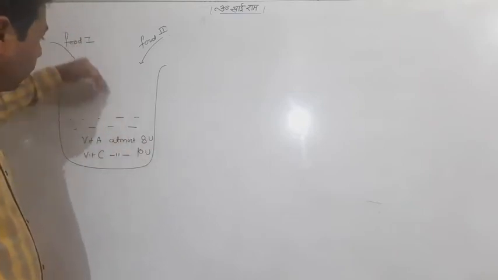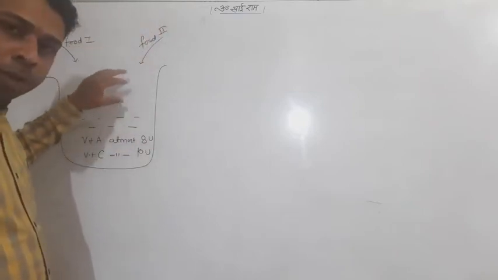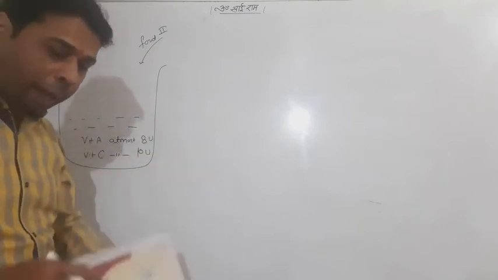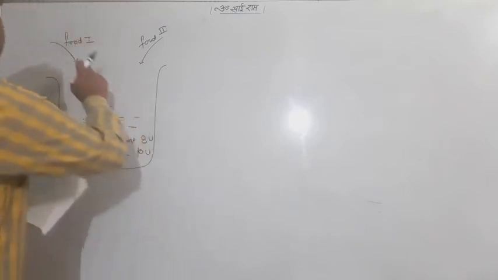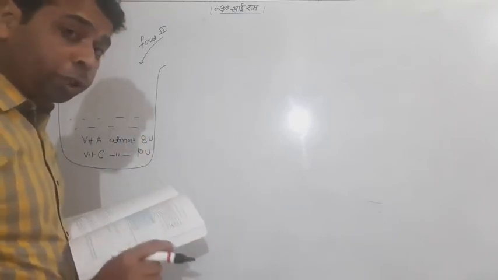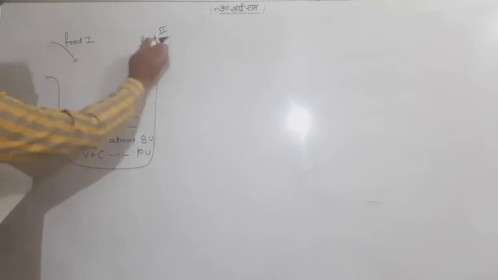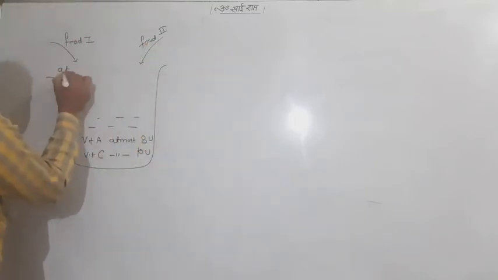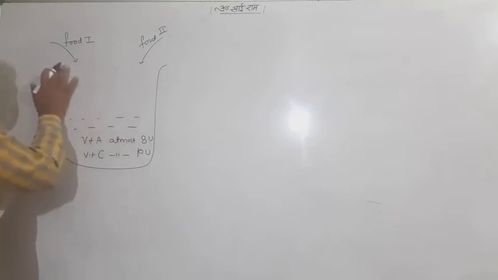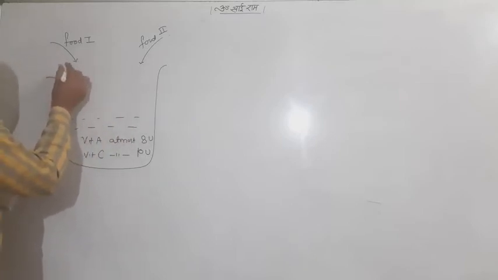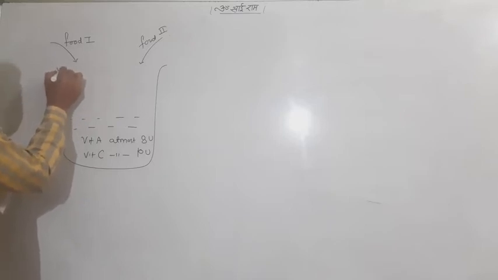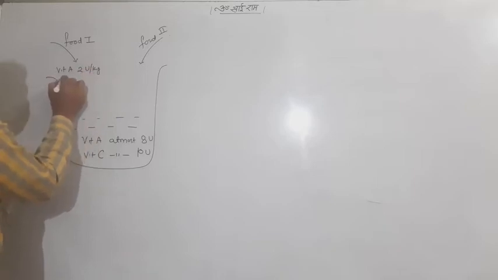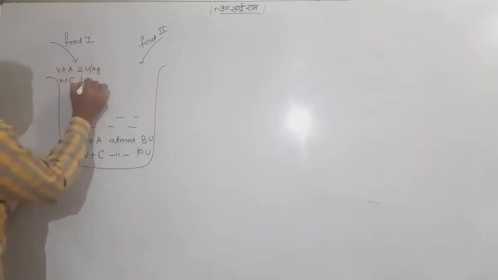Now look, food 1 and food 2 are mixing in this pot. After getting the mixture, there is a range for vitamin A and vitamin C. Now what will happen? Food 1 contains 2 units per kg of vitamin A. Now we are talking about individual food 1 and food 2. Food 1 contains 2 units per kg of vitamin A and vitamin C 1 unit per kg.